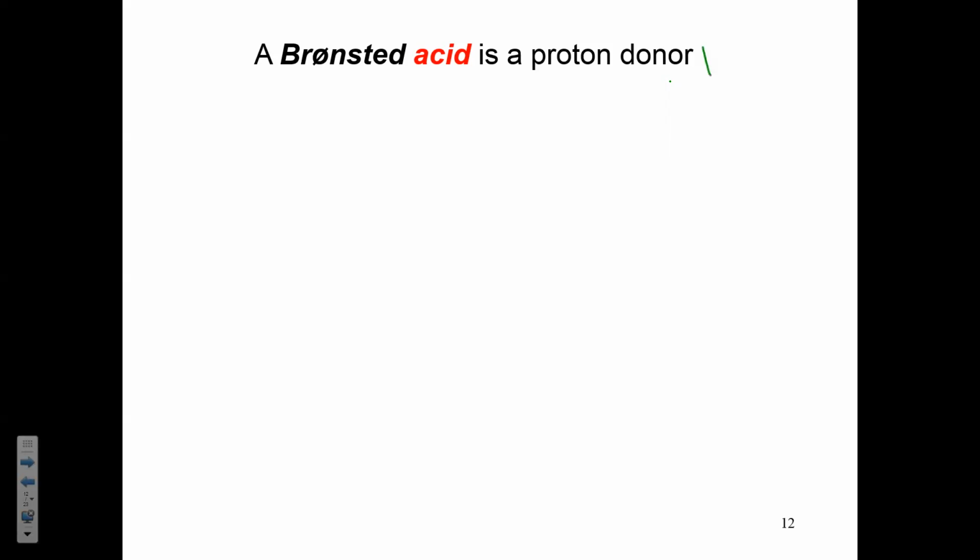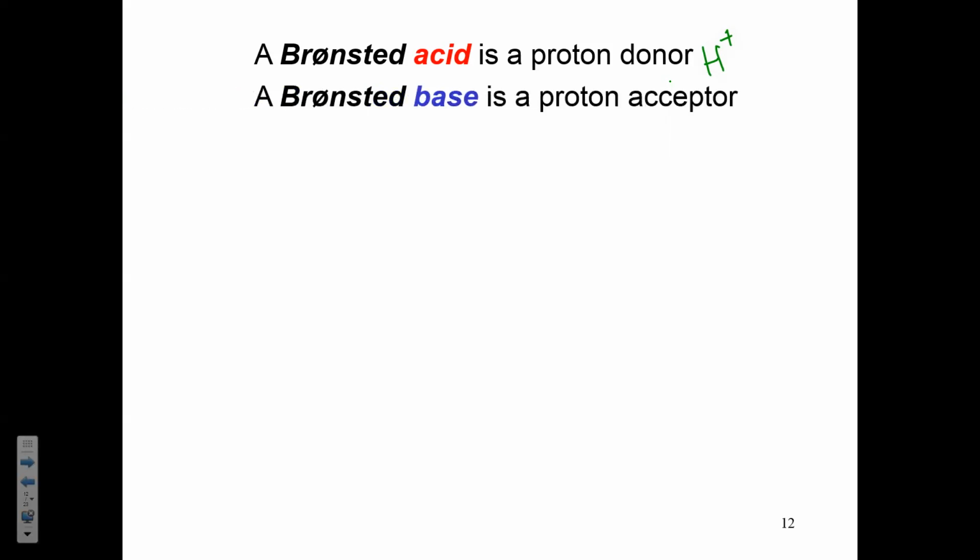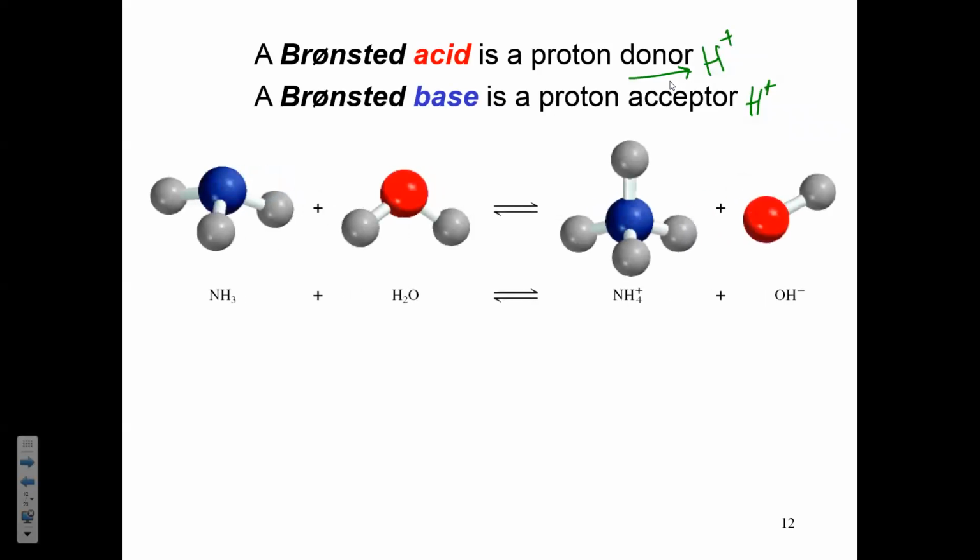And normally our proton is hydrogen. So an acid is going to donate a proton, and a base is going to accept a hydrogen or a proton. So for example, if we're dealing with this equation here, we have NH3 plus H2O yields NH4 plus and OH.